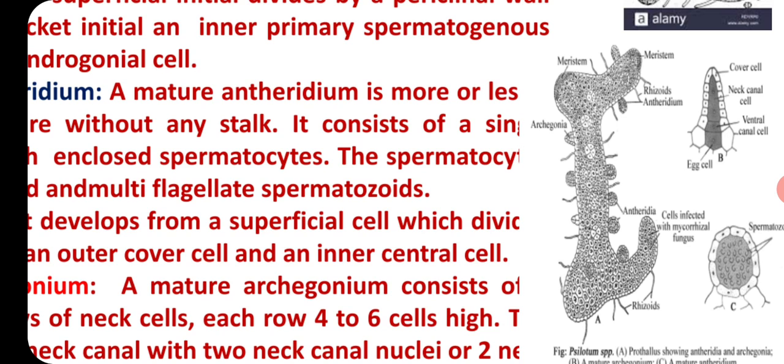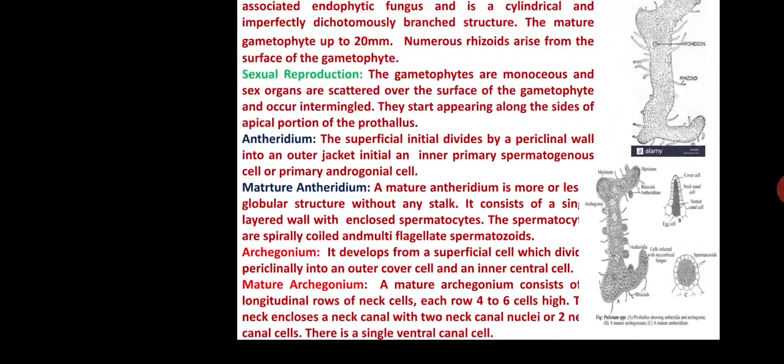See, this is the antheridium. It is a globular structure with a small stalk. This is an archegonium. It is a flask-shaped structure. Here the cover cells, neck canal cells, ventral canal cell and neck cells are present. At the ventral region, a functional egg cell is present.